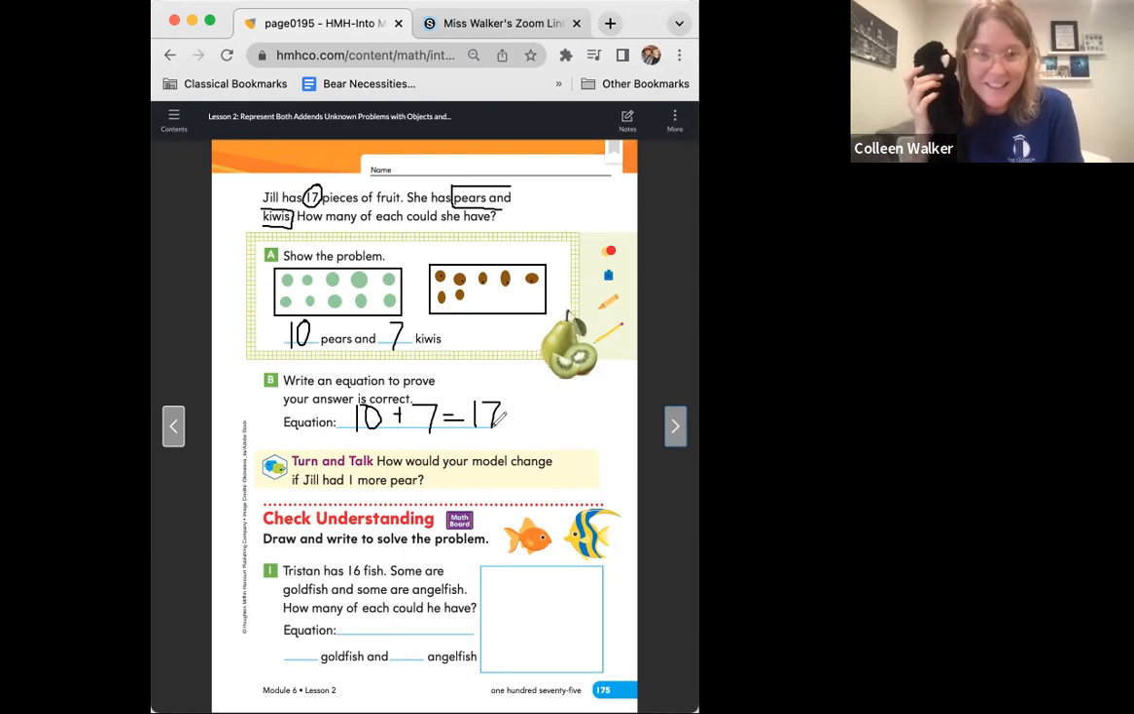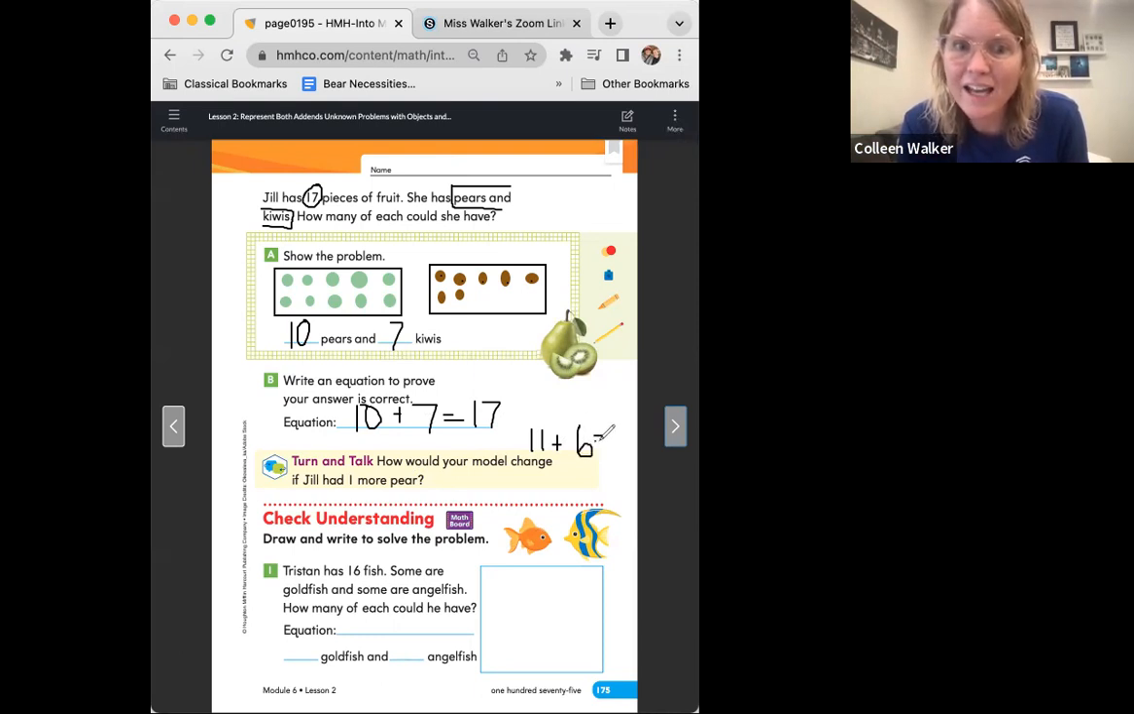Oh, great. Thank you, Monkey. Great explanation. So Monkey said that the addend for the number of pears would be one more. Oh, he wants me to write it to show you guys. Okay, it would be one more. So instead of 10, it'd be one more, 11. And he said that the addend for the kiwis would have to be one less. So instead of 7, what's one less than 7? Yes, it would be 6.